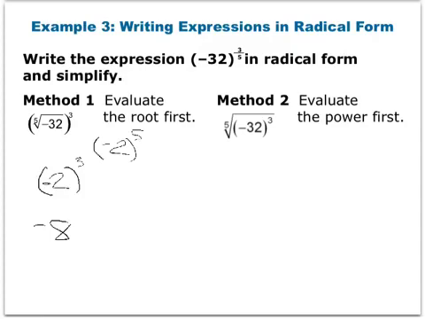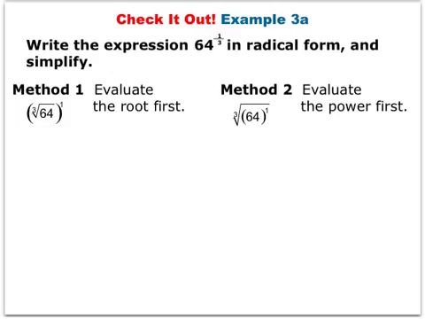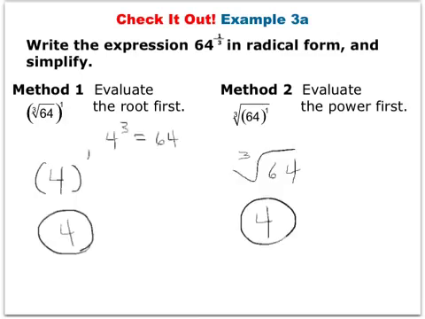Method 2, you can actually evaluate the power first, the m. Negative 32 cubed, type it in your calculator, it's actually negative 32,768. The 5th root of that is negative 8. I personally think method 1 is much easier. Okay, let's try to check it out. Do whichever way works, and we'll get an answer at the end, so push pause. And there we go.